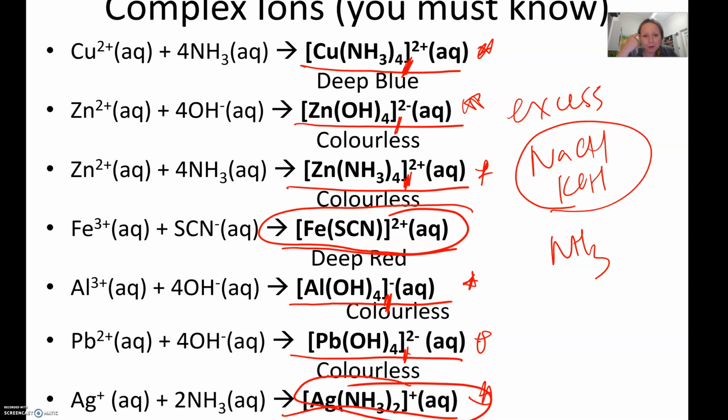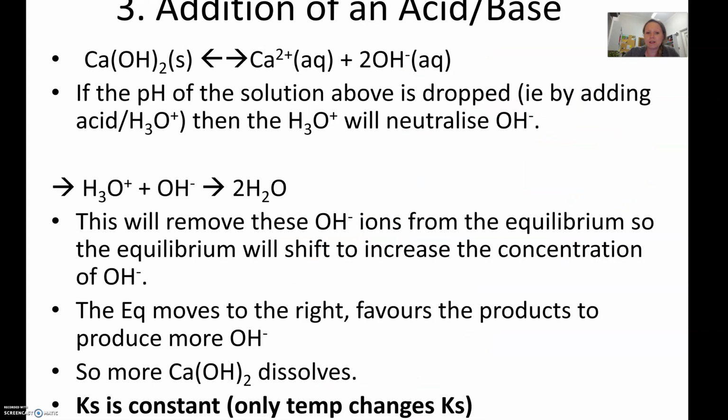So you do need to learn these, then you can just work out the equation once you've got the ions memorized. NH3 with 4 means 4 NH3 and 1 zinc ion, 4 hydroxides, 4 OH minus, 1 zinc ion. You can work out the charge of your complex ion: if the zinc is zinc 2 plus and you've got 4 OH minuses, that leaves a total charge of 2 minus. Zinc is 2 plus, ammonia has no charge, so the charge is 2 plus. Iron is 3 plus, SCN 1 minus, that gives a 2 plus. So I hope that makes sense.